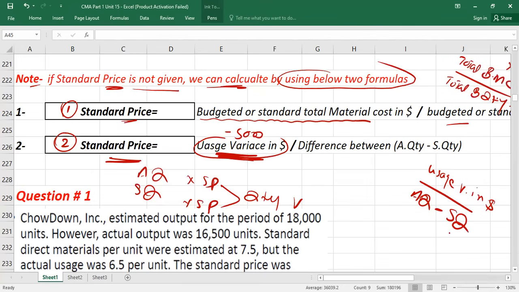Do you remember I told you how to get actual quantity and standard quantity? If I take the usage variance, because the numerator is a variance, the denominator should also be the variance of actual quantity and standard quantity. This will also give you standard price. Clear, guys? So now let's do one question. I hope that is clear, right?